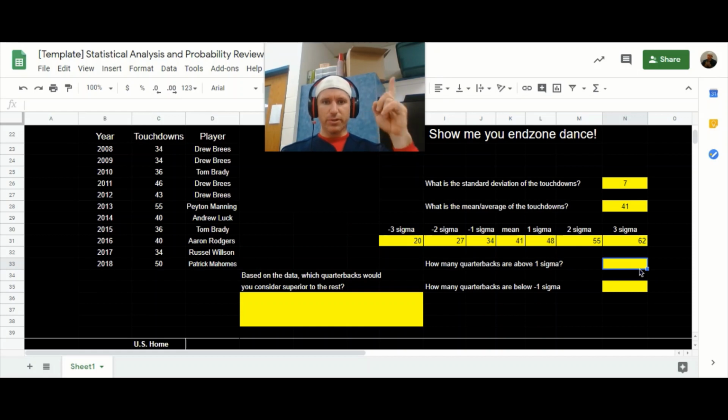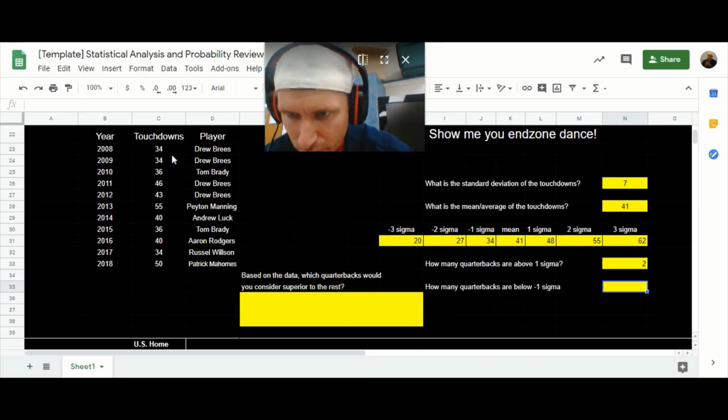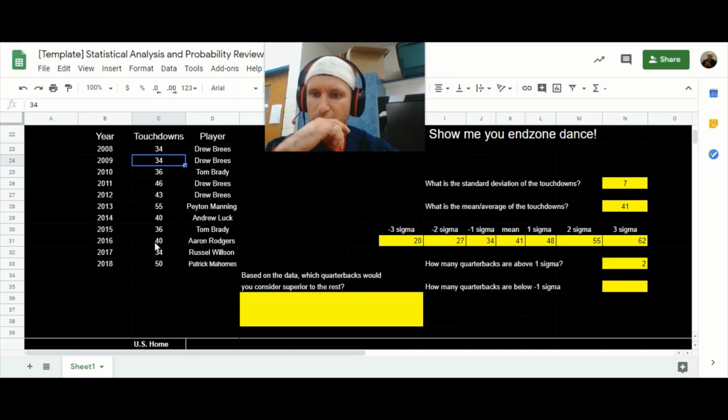How many quarterbacks are above 1 sigma? Above 48. Let's see. Peyton Manning, Patrick Mahomes. That's it. That's the list. There are two. You can record their names there if you like. How many quarterbacks are below -1 sigma? So below 34. Well, Drew Brees is at 34 twice. Russell Wilson is at 34. 0. Nobody is that low.